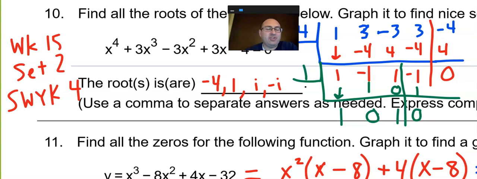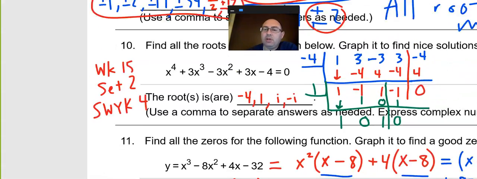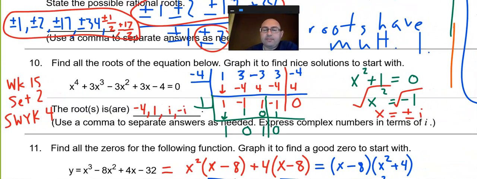Week 15, set 2, SWYK number 4. We're dealing with a quartic polynomial, and we graph it to find nice solutions to start with. Okay, let's go to the graph.